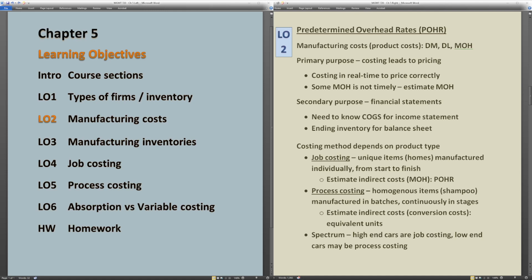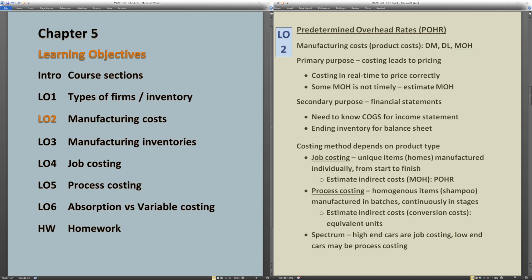There's a second type, and we'll be doing this one also in this chapter. It's called process costing. And these are for homogeneous items like shampoo, but it could also be things like cereal or anything that's very not unique. It's a very similar item. In fact, it may be exactly the same, and it's just mass produced, but continuously. And so, if you're making a batch of shampoo, you're doing it in a big vat. You're not making each individual bottle of shampoo. You're doing a whole batch of shampoo, and then you bottle it separately at the end.